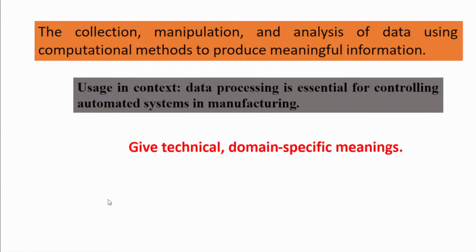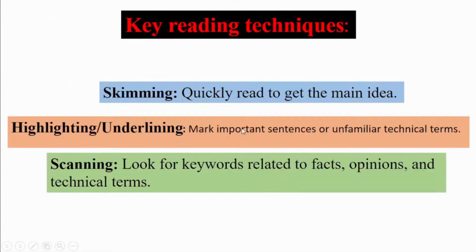So we have an example here. Data processing: the collection, manipulation, and analysis of data using computational methods to produce meaningful information. Data processing is essential for controlling automated systems in manufacturing. So you can see how it is used in context. It's not a word actually, it's a whole sentence. What is the main difference? A glossary gives technical or domain-specific meanings.